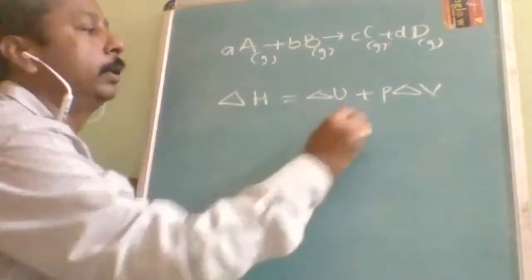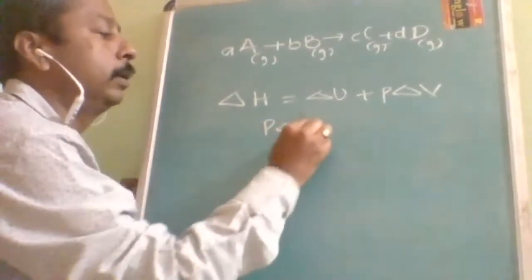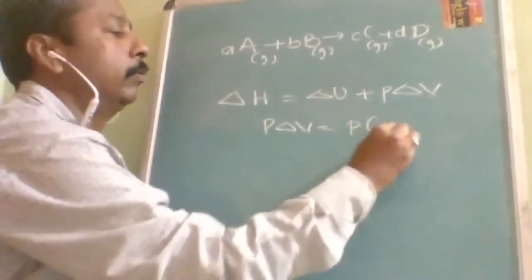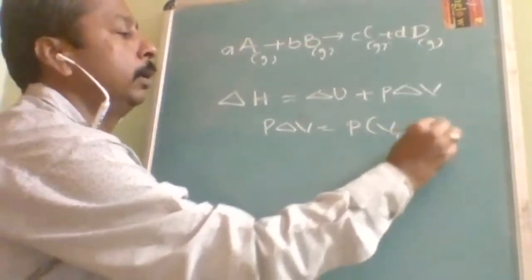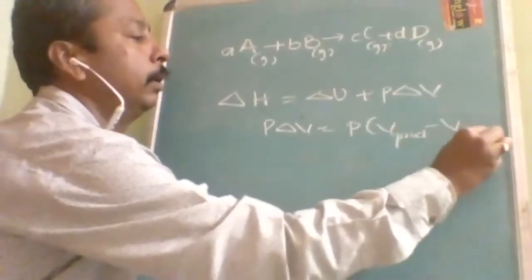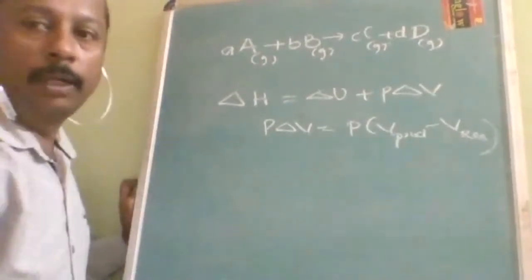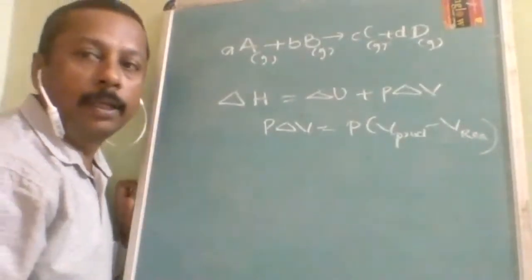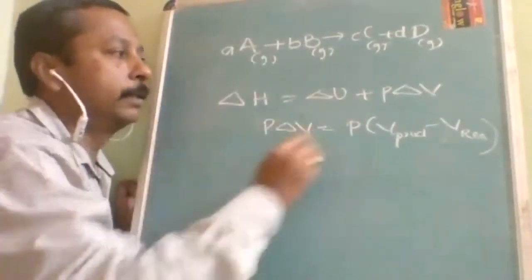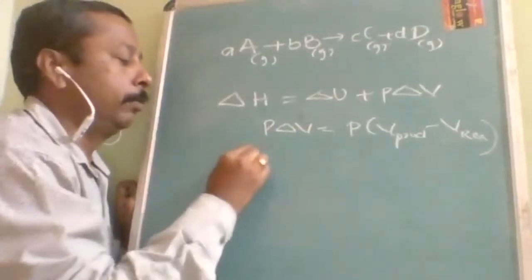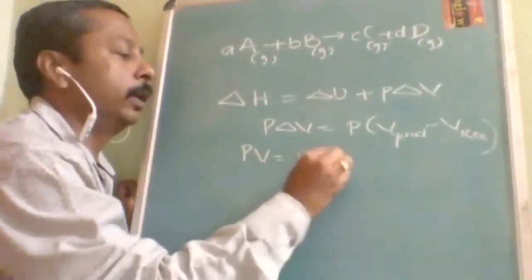Okay. So here P delta V means P into volume of product minus volume of reactant. Okay, volume of product and volume of reactant. Okay, this is the P delta V. Now, by using PV is equal to nRT.